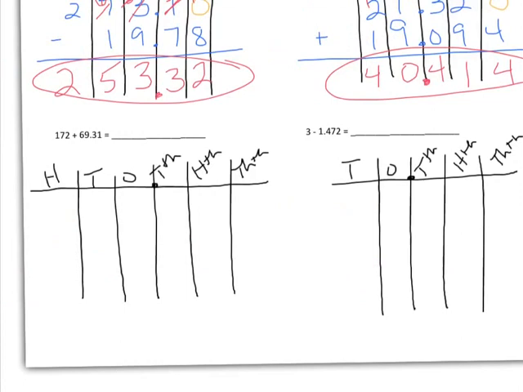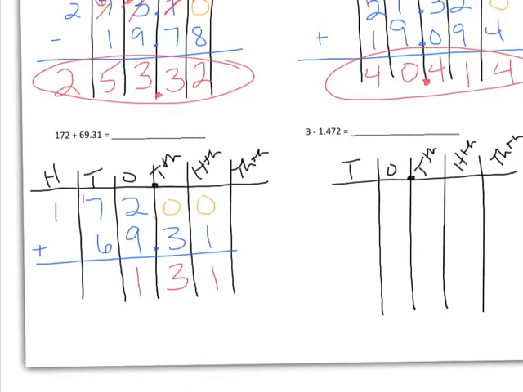For my next problem, I have 172 plus 69 and 31 hundredths. So I put in 172 plus 69 and 31 hundredths. Again, I'm going to need a couple zeros to help balance me out. I am adding. Here we go. 0 plus 1 is 1. 3 plus 0 is 3. 9 plus 2 is 11. So I take 1 one and leave it there. Take 1 ten and move it over.